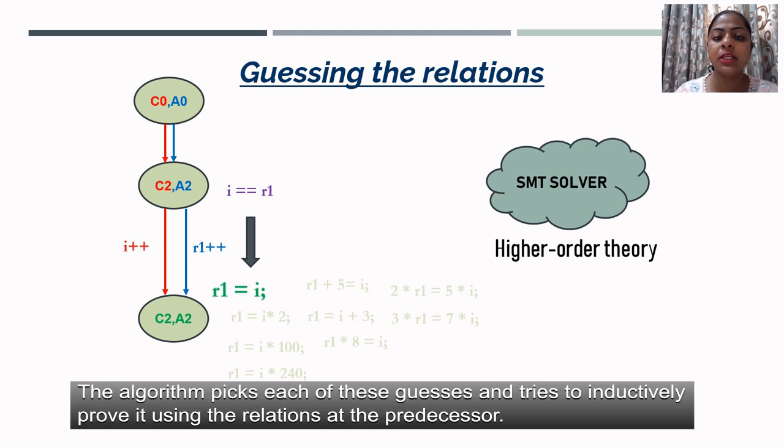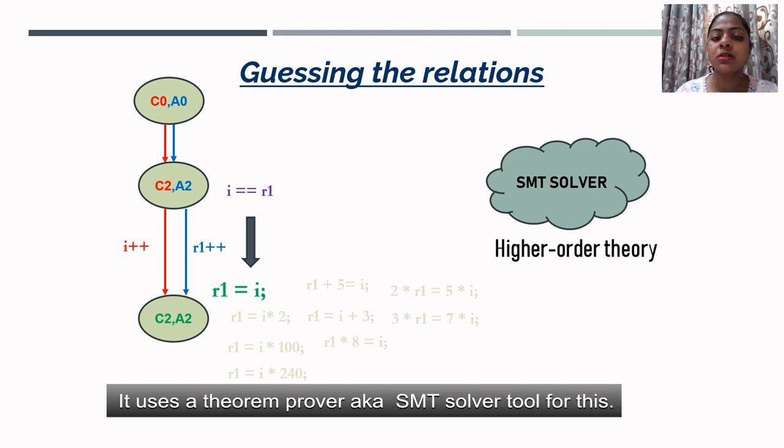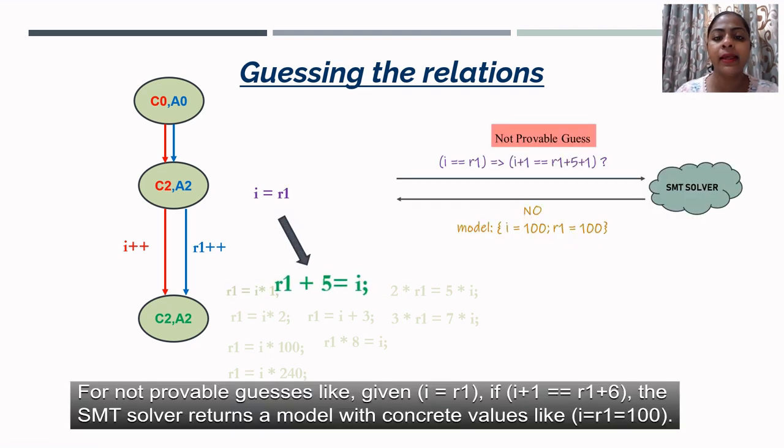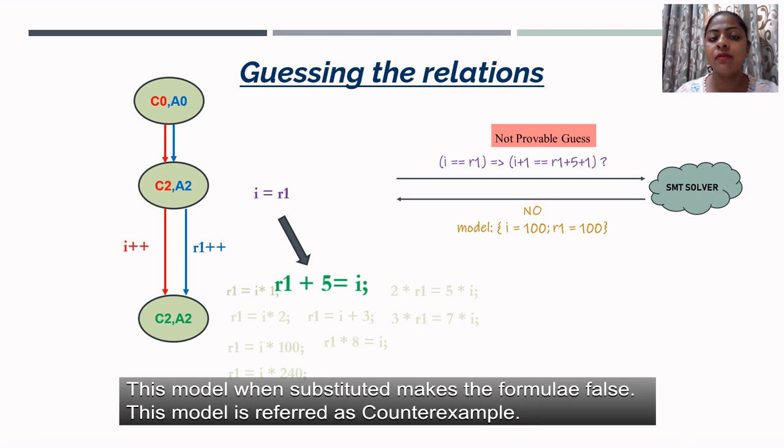The algorithm picks each of these guesses and tries to inductively prove it using the relations at the predecessor. It uses a theorem prover, aka SMT solver tool for this. For not provable guesses, like given I equals R1, if I plus 1 equals R1 plus 6, the SMT solver returns a model with concrete values like I equals R1 equals 100. This model, when substituted, makes the formula false. This model is referred to as a counterexample.